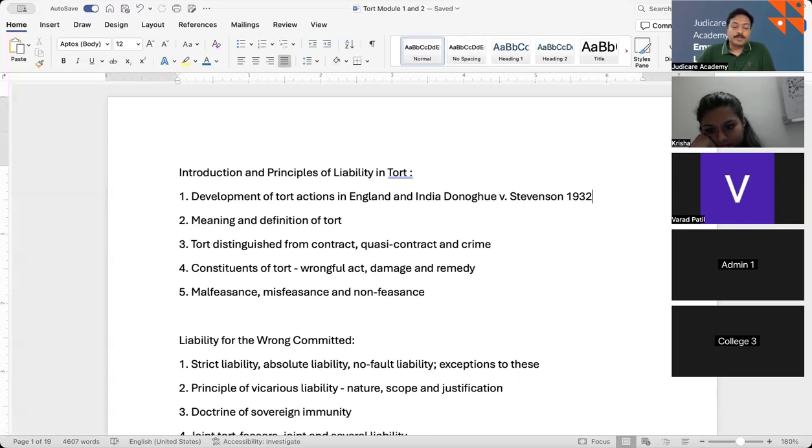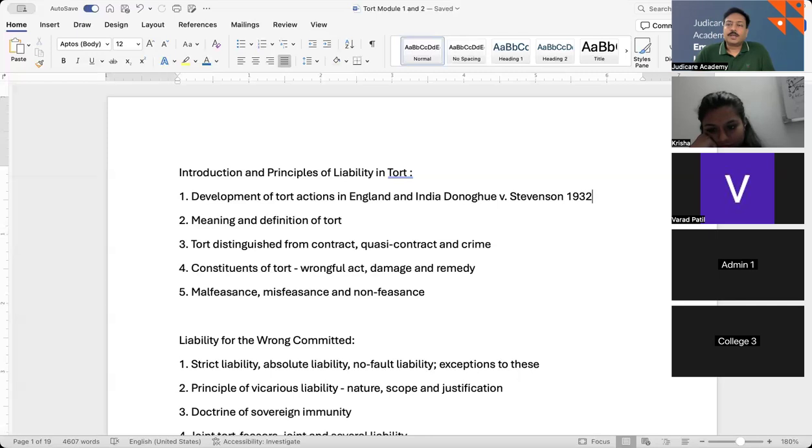Tort versus crime, we look at the nature of the relief you want. It might be both a criminal and a tort situation, but it depends on which side of the remedy you want to go ahead with, which legal proceedings you want to follow. That is how tort versus crime is differentiated.